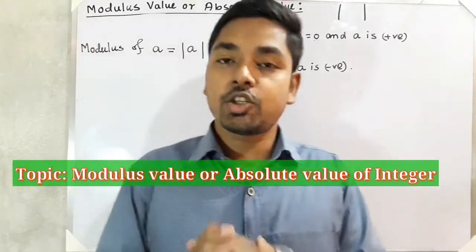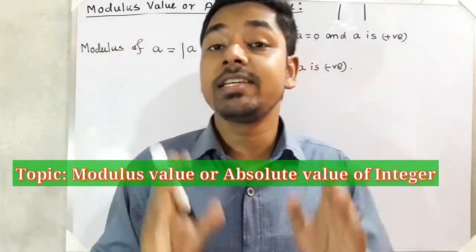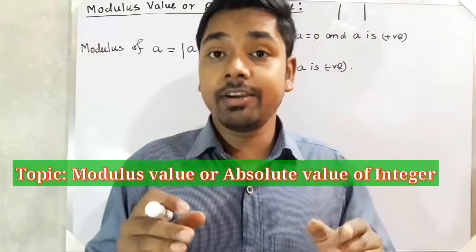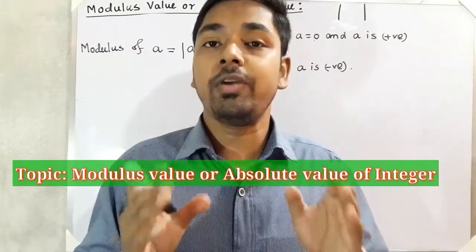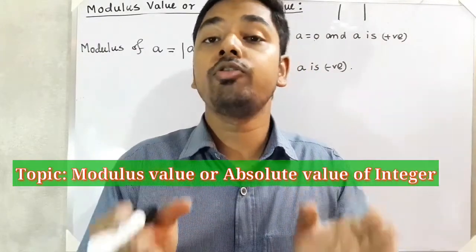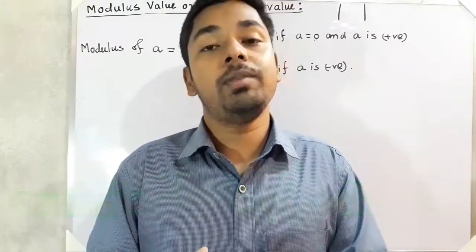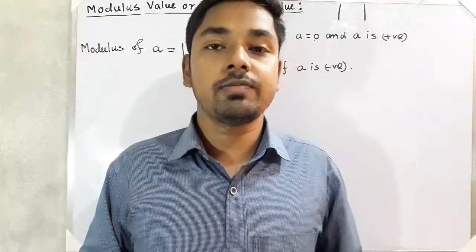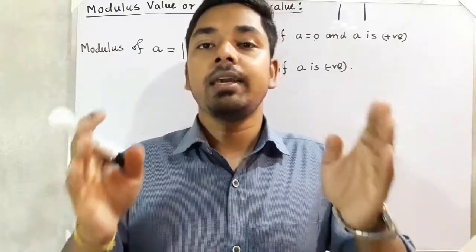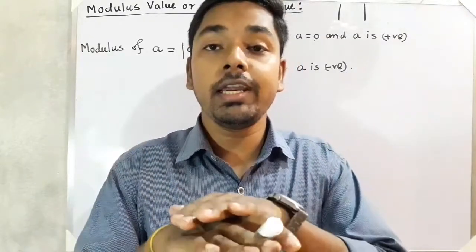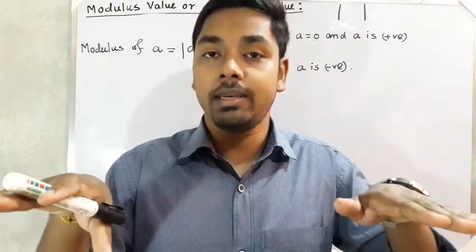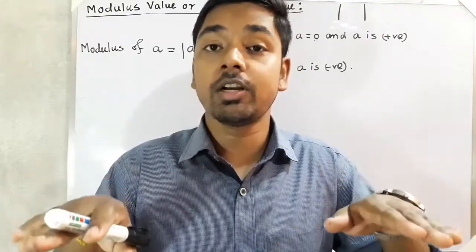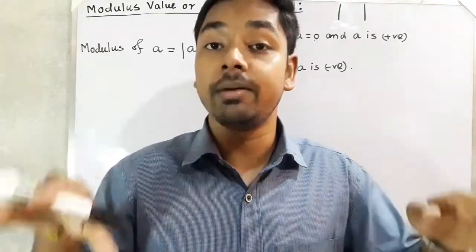Actually this topic is for the senior classes, but we are given in this class because we have to know only how to find out the modulus value of the integer. This thing only we should know. So in shortcut I am telling what is the modulus value. Modulus value means it is nothing but only distance on the number line. Okay, it is nothing but only distance on the number line.